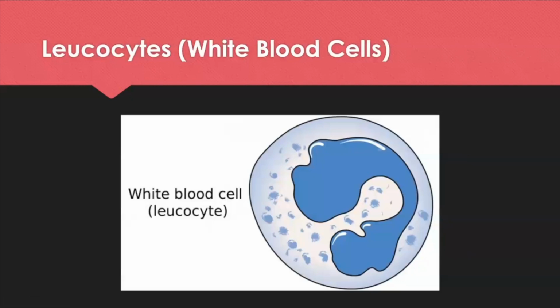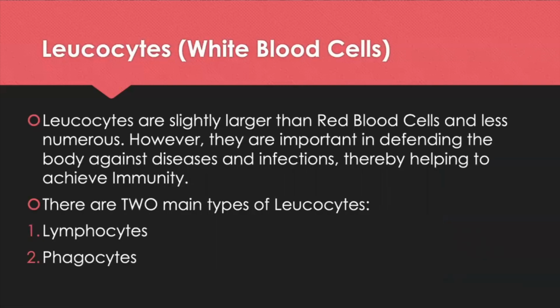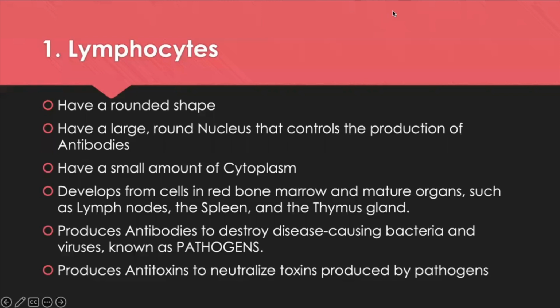The second type of blood cell in our blood is called leukocytes, which are white blood cells. Now, leukocytes are slightly larger than red blood cells, and they're not as numerous as red blood cells, but they are important in defending our body against diseases and infections. So they therefore help us to achieve something called immunity. Very important. Now, there are two types of white blood cells, two types of leukocytes: lymphocytes and phagocytes. So let's take a look at lymphocytes.